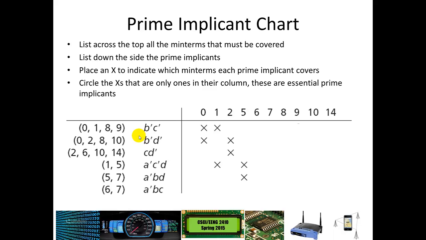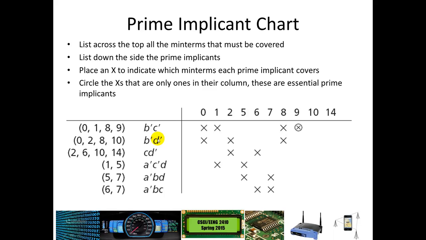Minterm 7, we're going to see that show up in the bottom two terms there, A prime B D and also A prime B C. Then minterm 8 is going to show up in our top two groups there. Minterm 9 is going to show up in the top group. Now one thing that's interesting here, minterm 9 only shows up in B prime, C prime. And we're going to put a circle around any X that is the lone X in a column. That means that this prime implicant is essential because it is the only prime implicant that is covering 9.